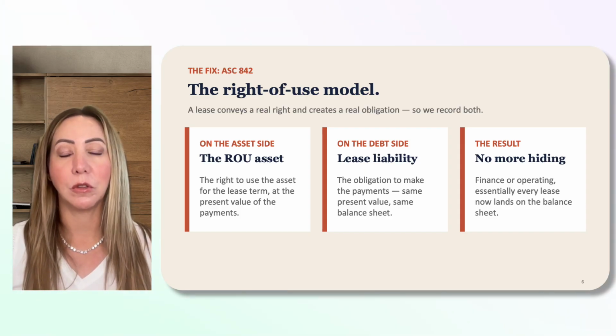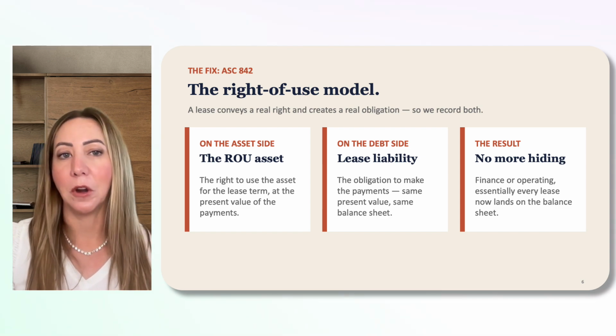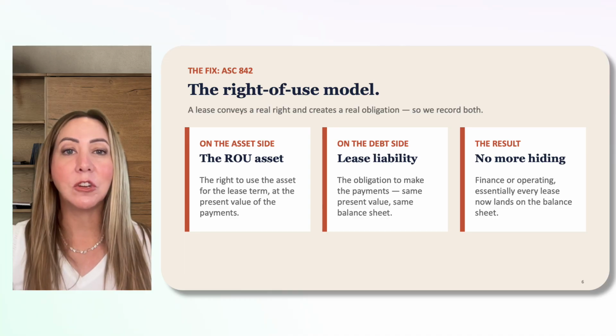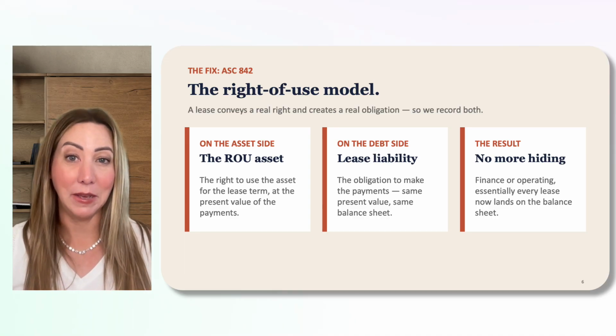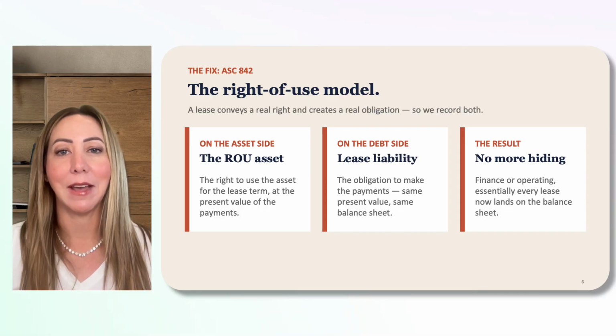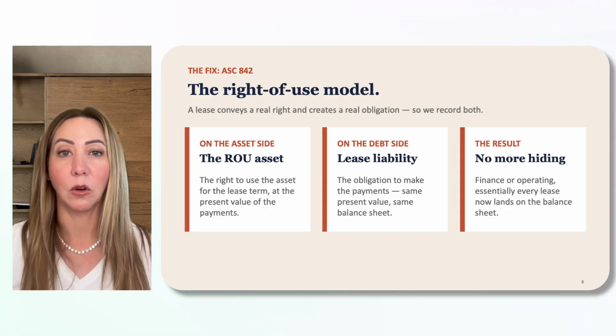Under the new rules, we use the term finance lease instead of capital lease. But whether the lease is a finance lease or an operating lease, the asset and the liability still go on the balance sheet. The distinction between the two types of leases still matters a bit because it changes what the income statement looks like. And we'll spend the rest of the week on exactly that. But the days of the invisible lease are over.